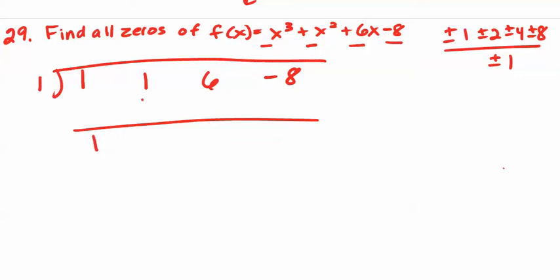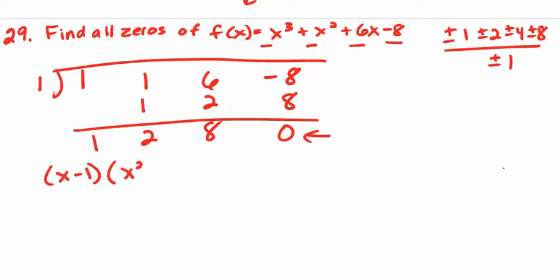So we do our synthetic division, and as expected, we get a remainder of 0. So in other words, we know that x minus 1 is a factor, and now our reduced factor is x squared plus 2x plus 8. And we know how to factor that. Or if we don't know how to factor it, we know how to do the quadratic formula. So I guess it doesn't factor.